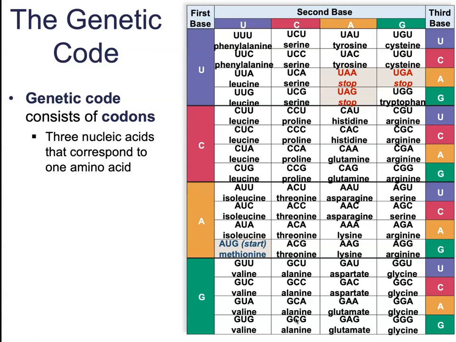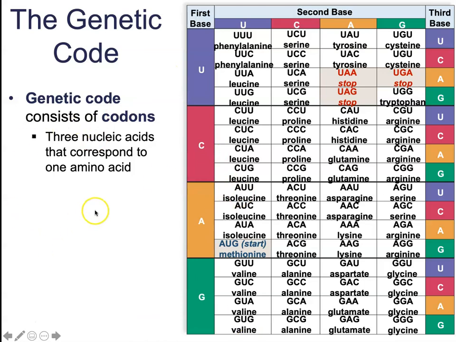It's kind of like using letters to symbolize words. In this case, the letters CUU mean the amino acid leucine. The letters CCU, on the other hand, mean proline. The letters CAU mean histidine. So what we're going to do is use this genetic code to help us translate nucleic acids into amino acids.